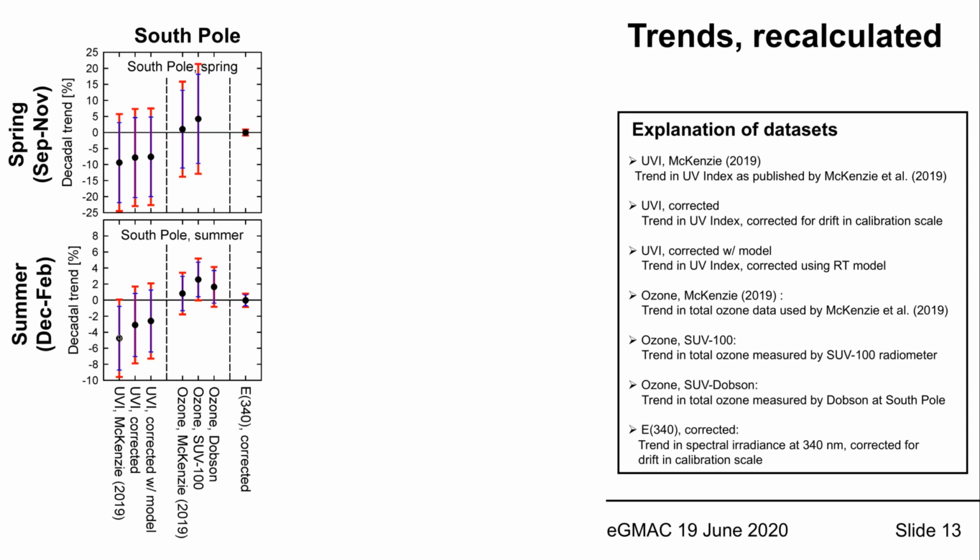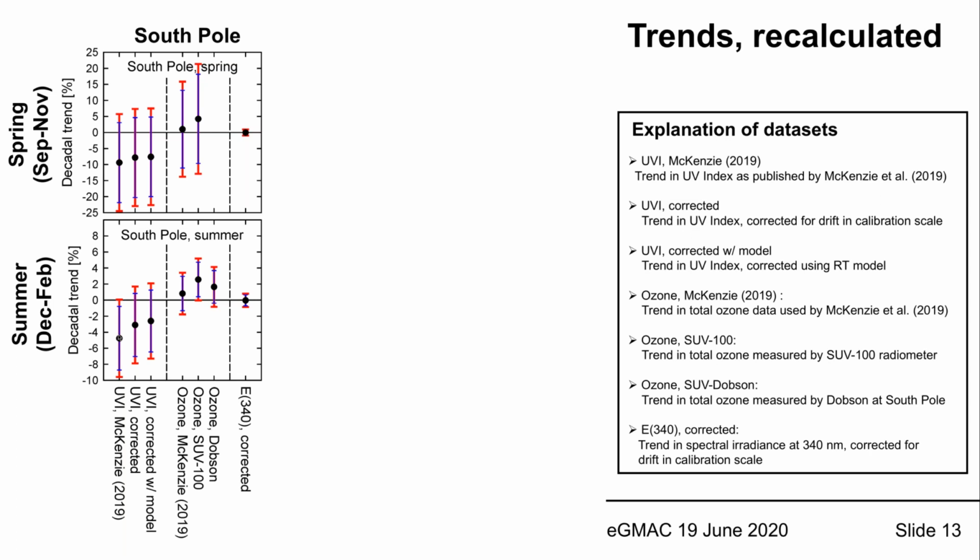So as a rule of thumb, a 1% increase in ozone causes a 1% decrease in UV, and if you compare the increase in trend of the SUV in ozone with the decrease in trend of the corrected UVI, then you see it's pretty consistent. The last data point here, labeled E340, is the trend in the irradiance at 340 nanometers, which is not affected by ozone. And there's basically no trend, which confirms that albedo hasn't changed at the South Pole.